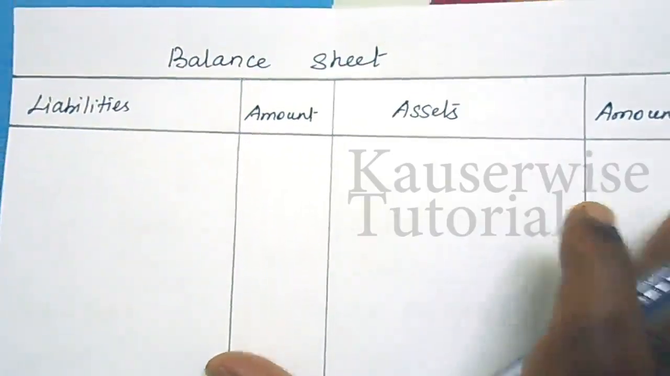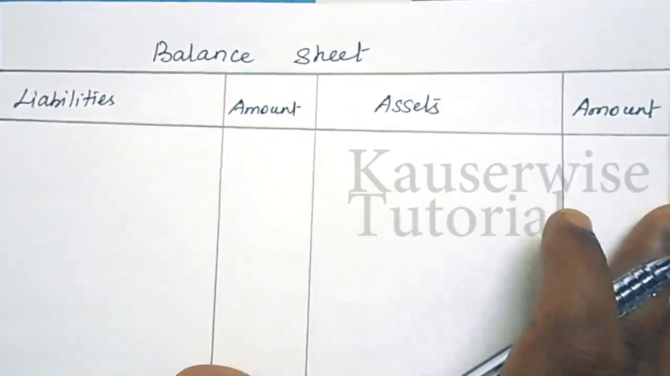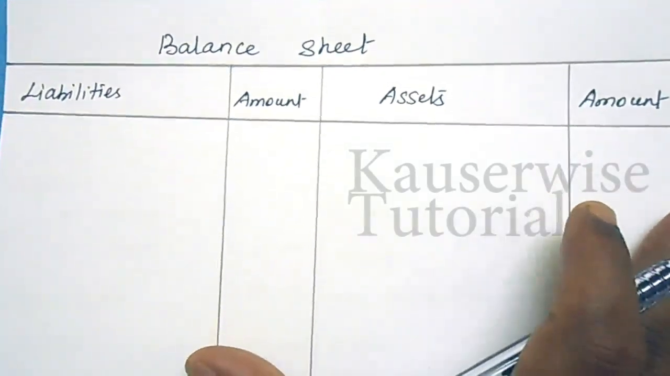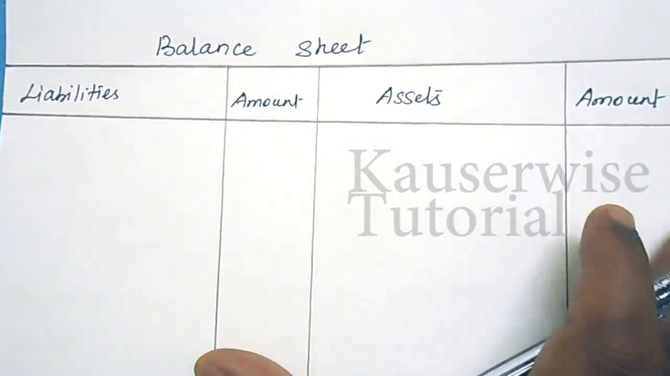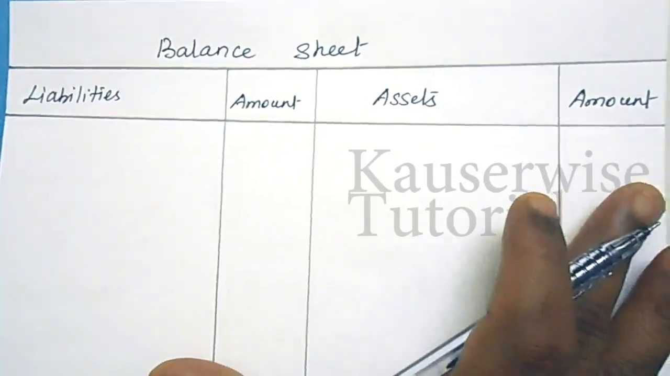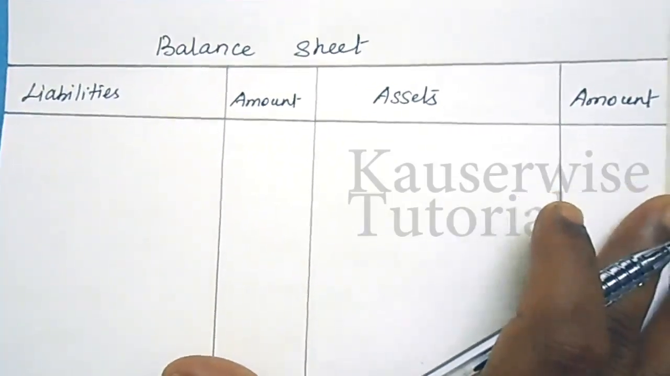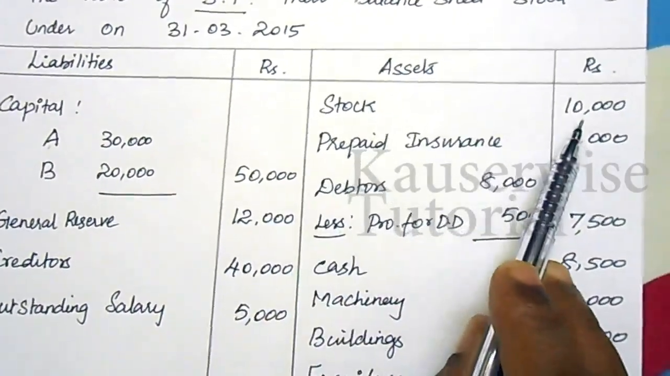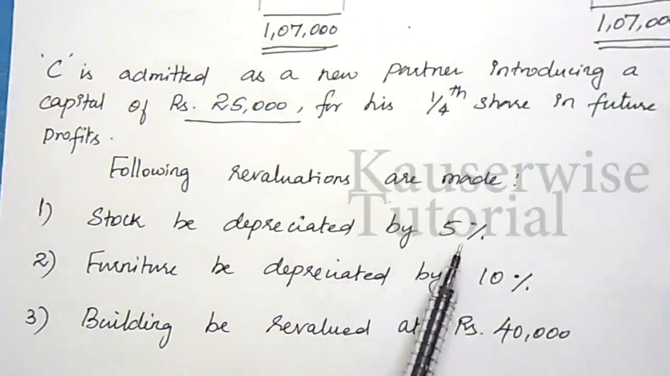Now we need to prepare the new balance sheet after admission of a new partner. When you prepare the balance sheet, just refer to the old balance sheet, find the revised value and record the revised value of assets and liabilities. Look at the old balance sheet. Stock 10,000. Look at the adjustment. Stock to be depreciated by 5%.